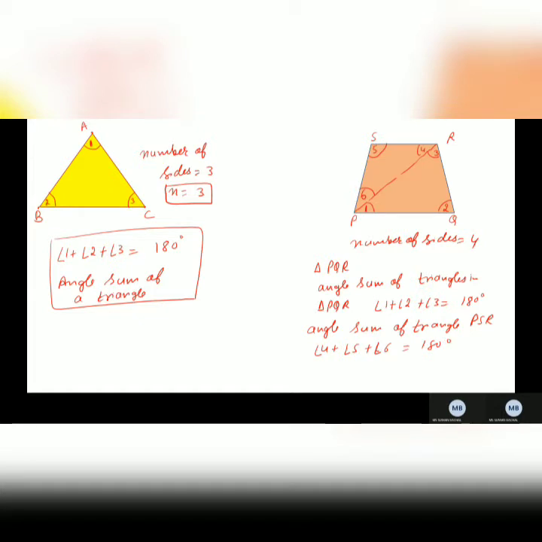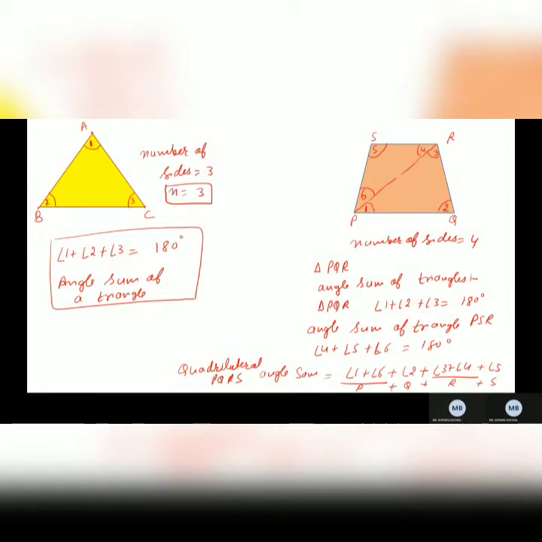Now you can see if I take quadrilateral PQRS, the angle sum is angle 1, angle 6. This is the angle of the quadrilateral at P. Then angle 2, then angle 3 plus angle 4. And then angle 5. So now this angle 1 plus 6 is angle P and this angle 2 is angle Q and this angle 3 plus 4 is R and this angle 5 is angle S.